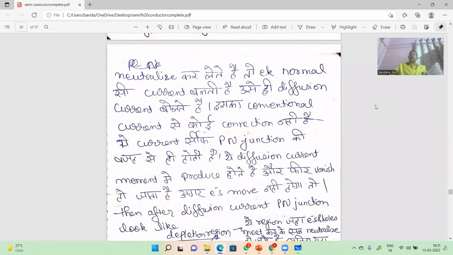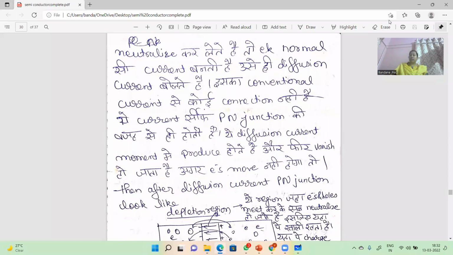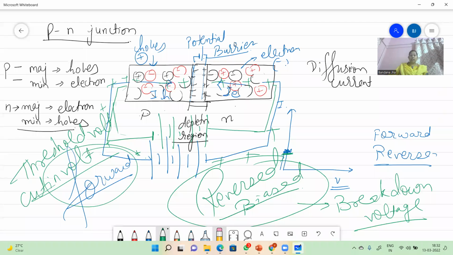And normally our current is flowing. It has no connection with conventional current. Diffusion current has no connection with convection current. Diffusion current is what? The current which is flowing inside the semiconductor, inside the PN junction. If I show you here, inside the semiconductor our current is flowing in which direction? In this direction.